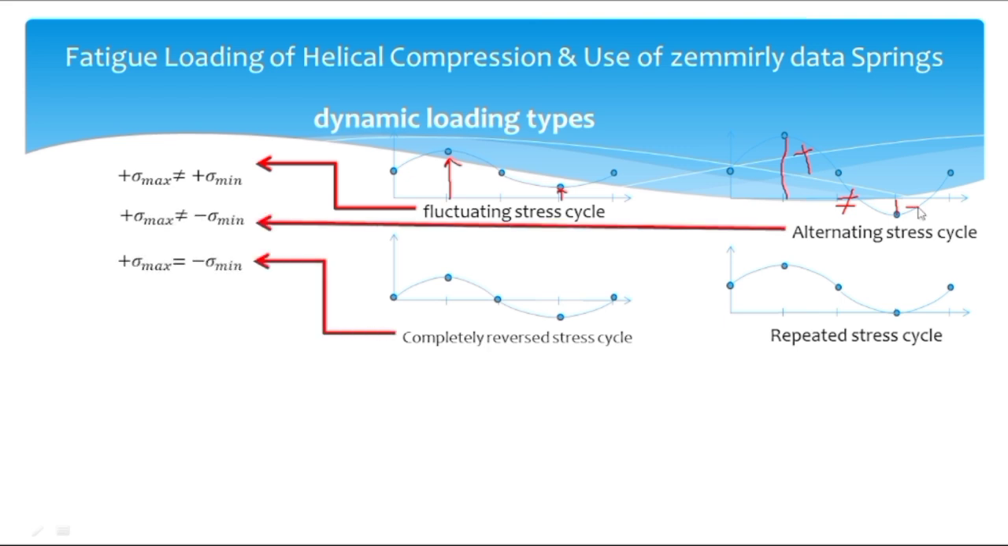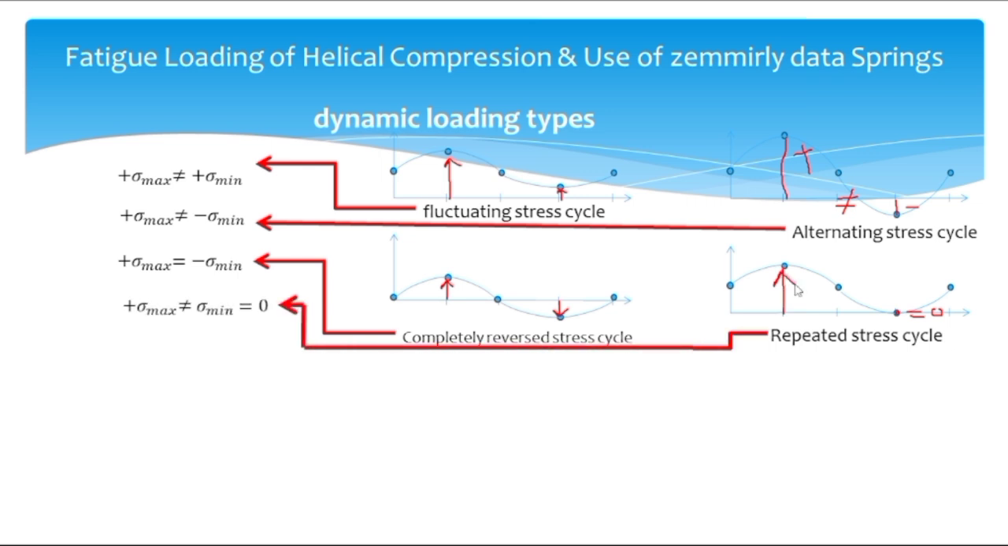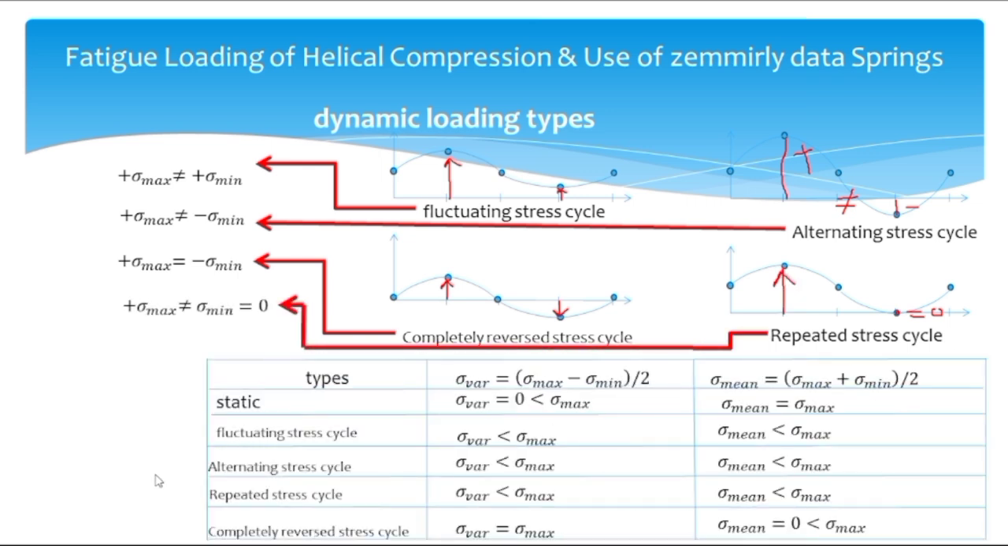And for the completely reversed, sigma max will be equal to sigma minimum in magnitude, and sigma max will be drawn in positive direction while sigma minimum will be drawn in the negative direction. Similarly, for the repeated load, this is sigma minimum, which is equal to 0, and sigma max will have some value in positive direction. Then let's discuss about the variable stress and the mean stress.